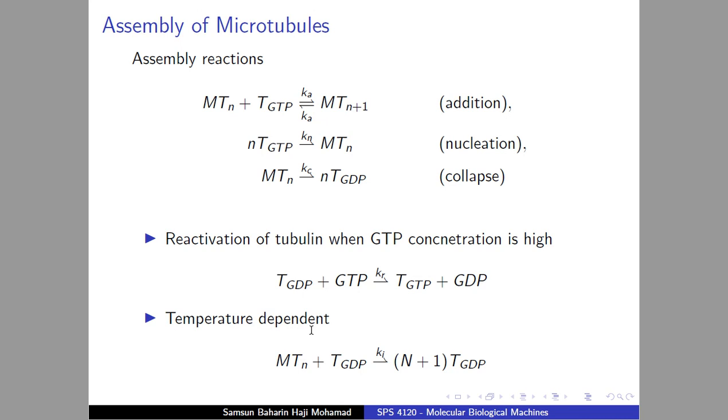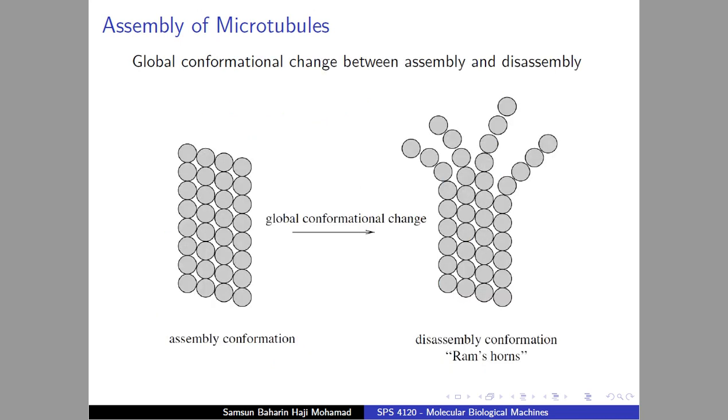If we have this temperature Ki and plus 1 GDP, okay, so we have this value. Again the tubulin, not a microtubule. Here is the picture of this assembly. These are the assembly conformation, and it can disassemble and become like this. This one, when binding, is already cut out from this molecule.